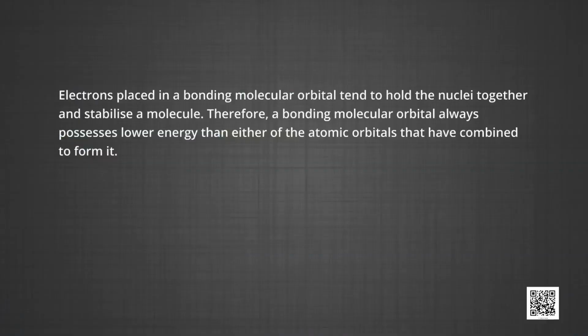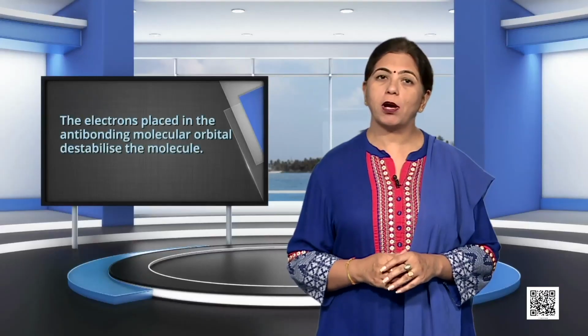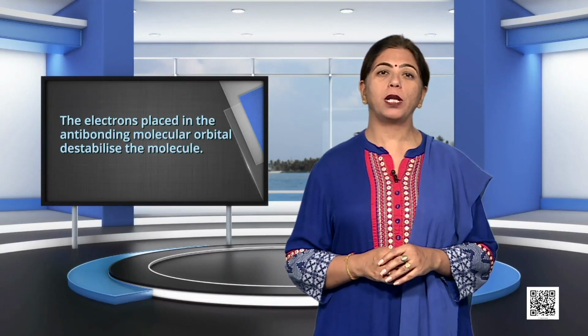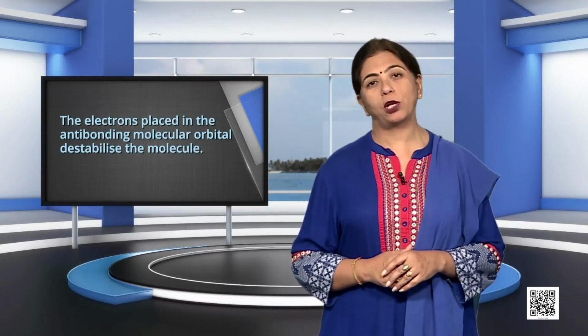Electrons placed in a bonding molecular orbital tend to hold the nuclei together and stabilize a molecule. Therefore, a bonding molecular orbital always possesses lower energy than either of the atomic orbitals that have combined to form it. In contrast, an electron placed in the antibonding molecular orbital destabilizes the molecule. This is because the mutual repulsion of the electrons in this orbital is more than the attraction between the electrons and the nuclei, which causes a net increase in energy.